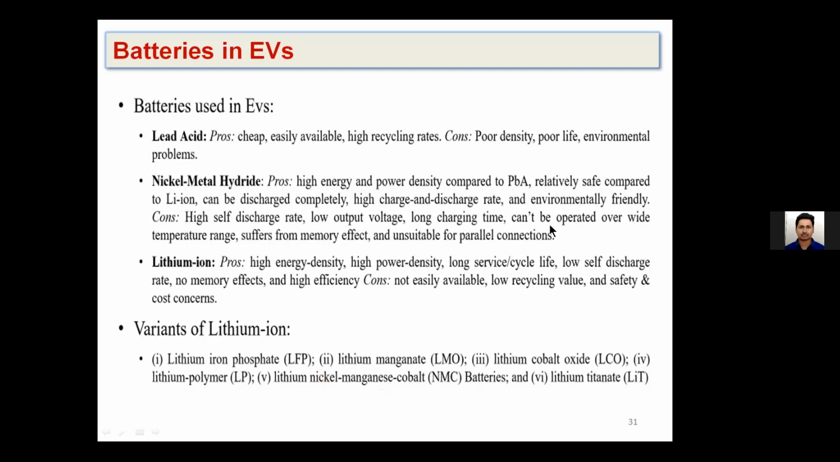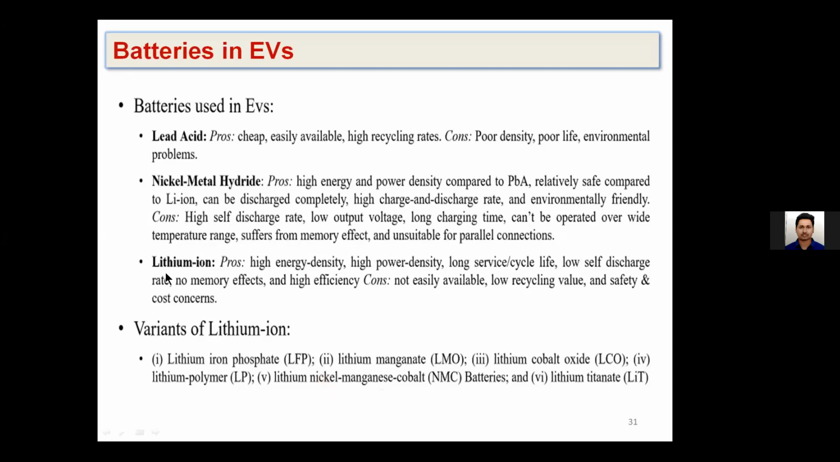It cannot be operated over a wide temperature range, suffers from memory effect, and is unsuitable for parallel connections. Memory effect means suppose a battery is charged to 100% and it has been utilized, next time it may not get charged to 100%. It may be 98% or 95%. So there will be some degradation in the maximum charging limit. That we call the memory effect.